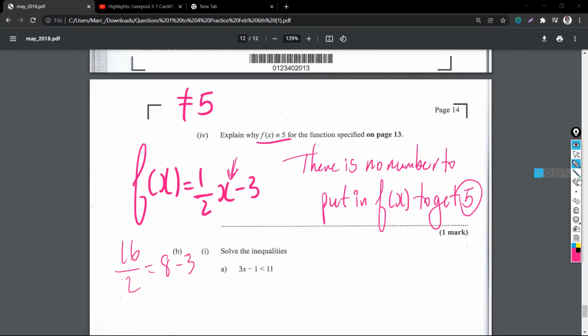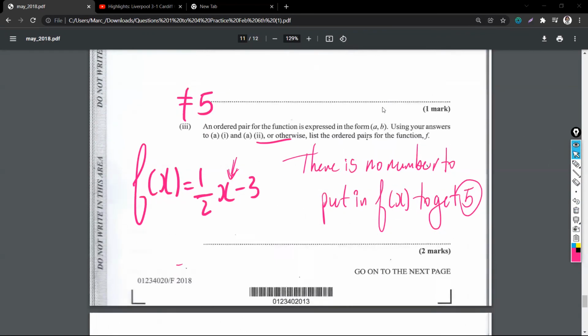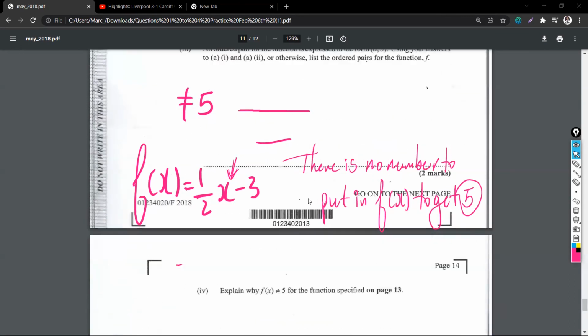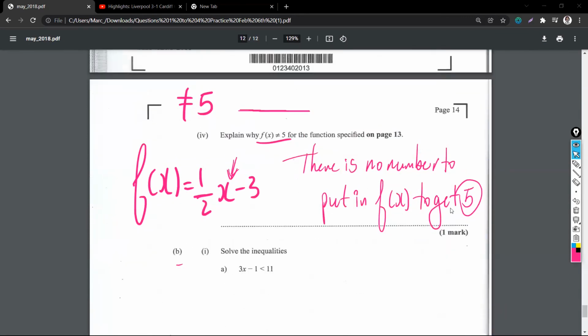Well, it's still, yeah, there's still no number, guys, because at the beginning of the question, they said that the only things that you can put in the function, let me show you here. It said it right here. A is equal to 1, 2, and 3. That's the domain. So there's no domain for anything else. So since 1, 2, and 3 are the only stuff that can go into the function, there's nothing you can put in there to get 5. So that's what I would put to get my 1 mark. Cool.